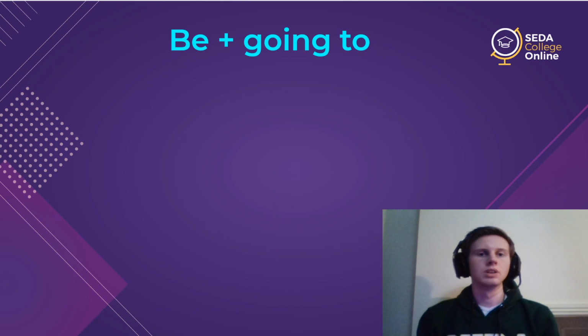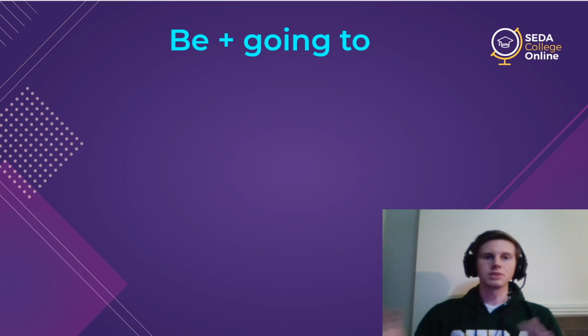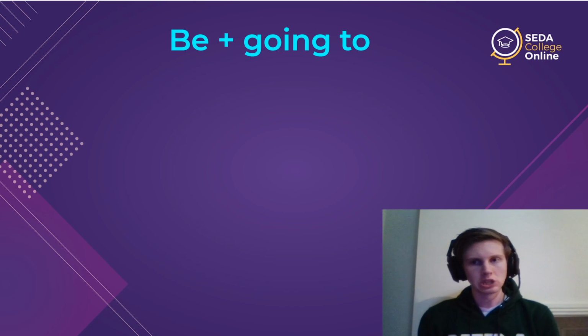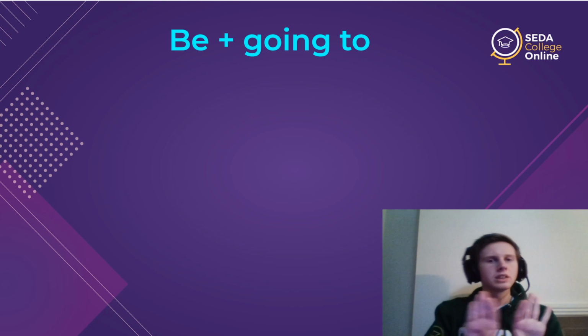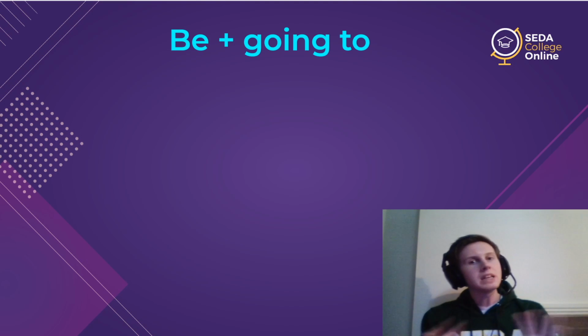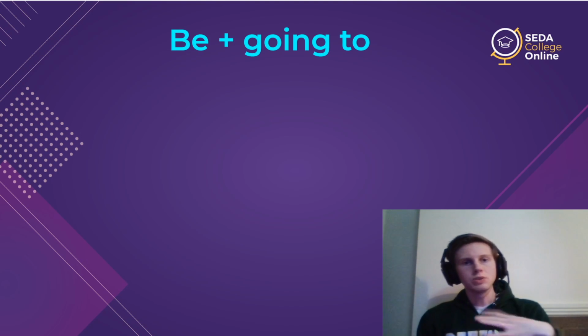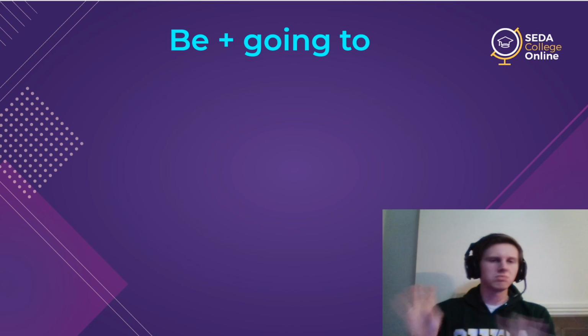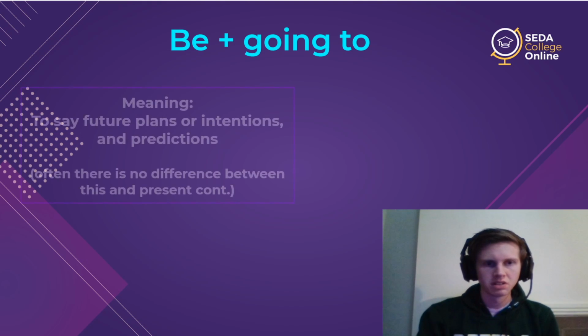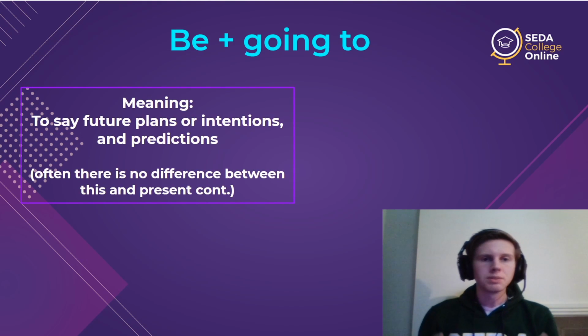Okay, so final future form, be going to. So be going to and the present continuous, I will warn you, are very, very similar. I will try to make the difference clear, but note in many circumstances where you use one, you can use the other. Maybe it's not perfect, but everyone will understand. So we use be going to express future plans or intentions, as well as predictions.